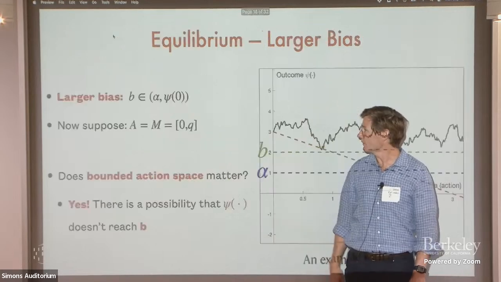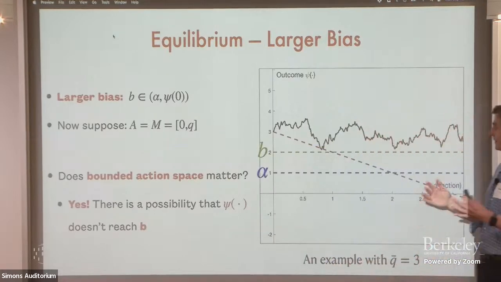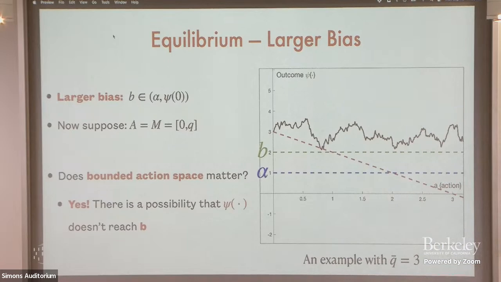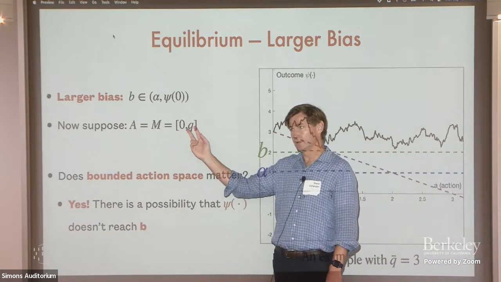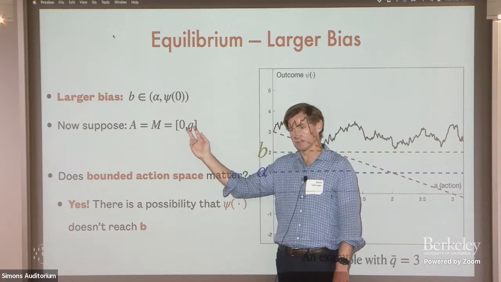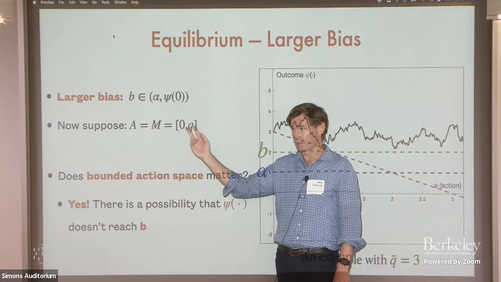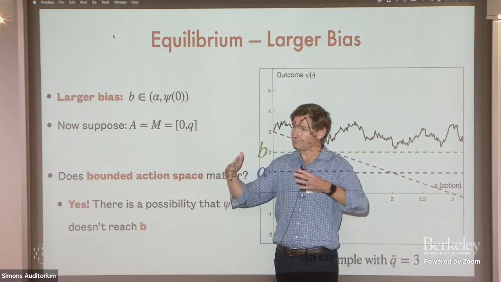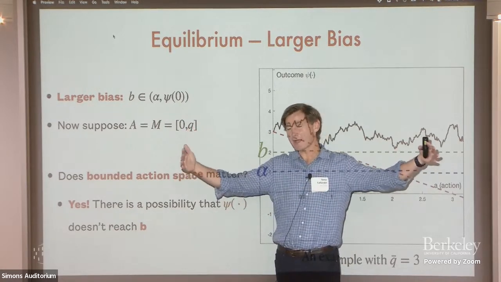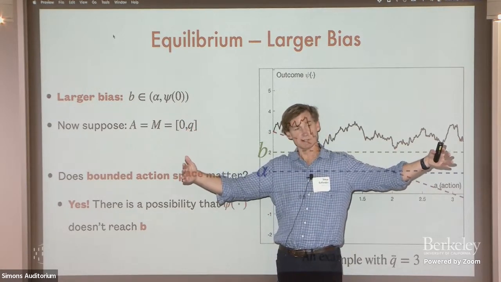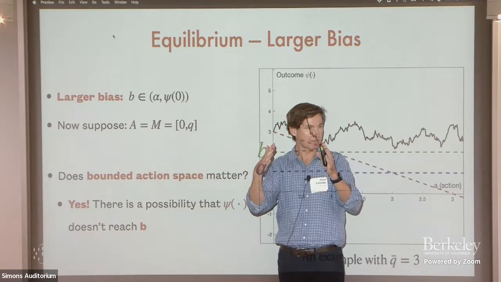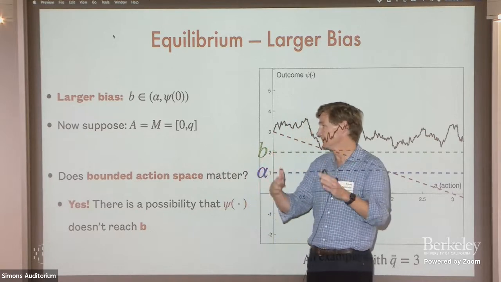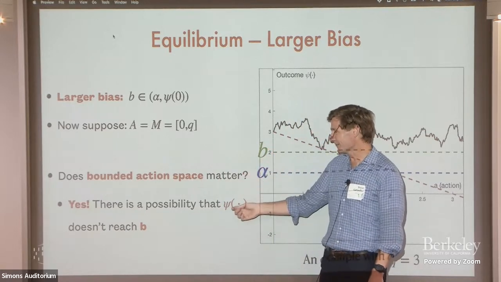All right. So how do we support equilibria? Well, I don't want to call it a trick, but what we noticed was if the action space is bounded, I can support this first point strategy as an equilibrium. So the fact that the action space was the entire positive real line was important. So let me bound it to some interval 0q. Does this matter? My answer is going to be yes.